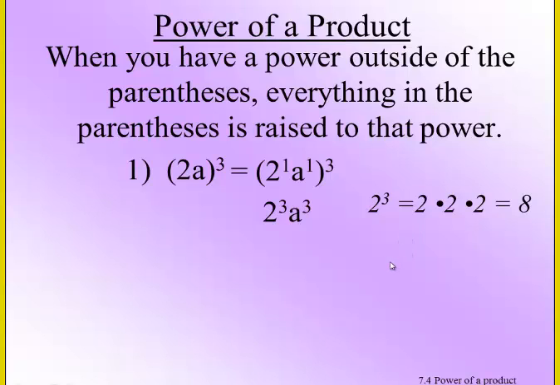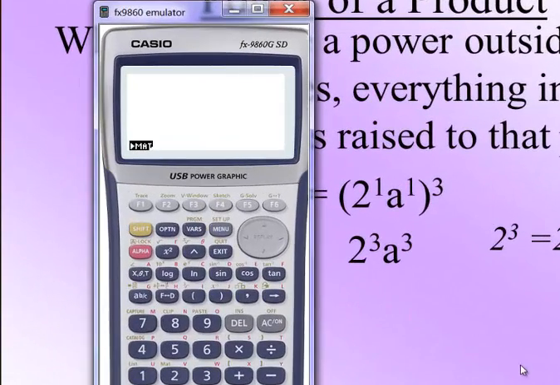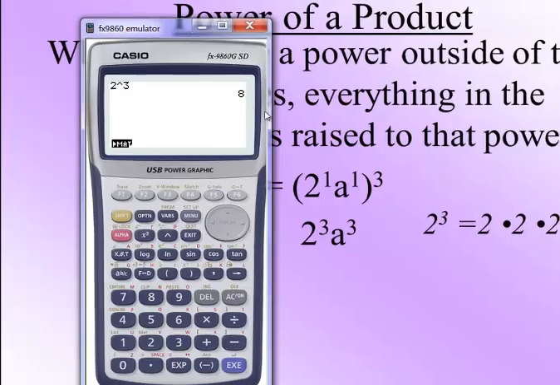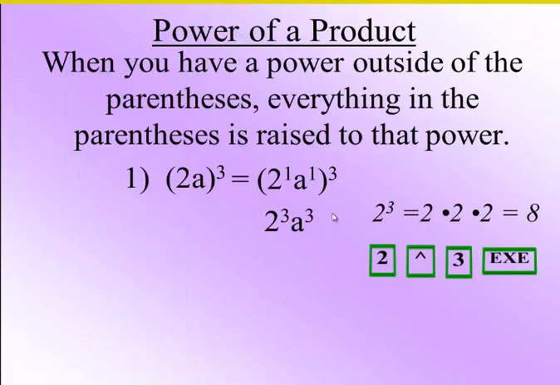We can also use our Casio to check 2 raised to 3. So what you have to press is the base 2, raised to the exponent 3, so we have to use this button, raised to the exponent 3, and then press the exe. That will give us the value of our 2 raised to 3. So your 2 raised to 3 is equal to 8. Then we will have now our final answer as 8a raised to 3.